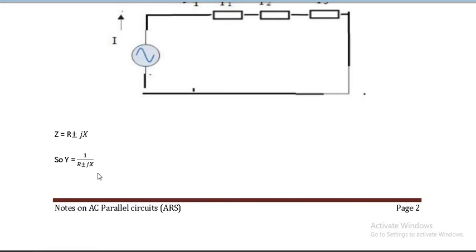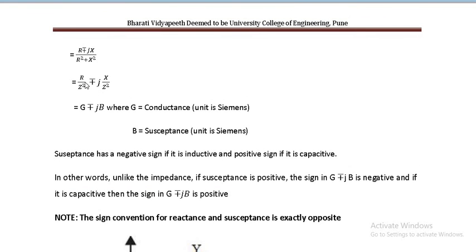So I multiply numerator and denominator by r minus plus jx. So what do I get? I'll be getting r upon z square, because in the denominator I'll be getting r plus minus jx multiplied by r minus plus jx. Now when you do (a plus b) into (a minus b), it gives you a square minus b square, right? Over here we'll be getting r square minus j square x square. j square is minus 1, so minus of minus becomes plus, and the denominator becomes r square plus x square. Am I clear?